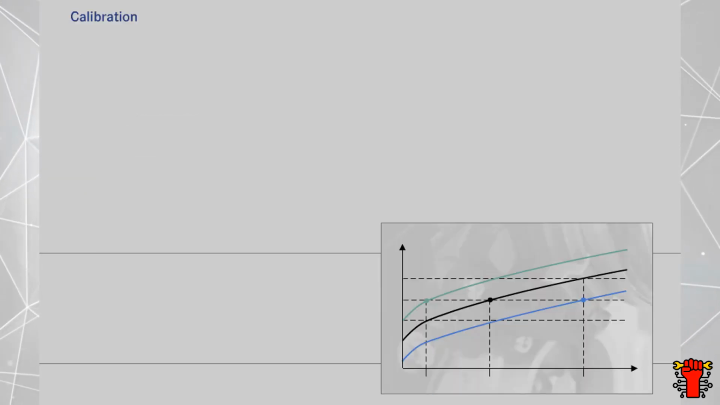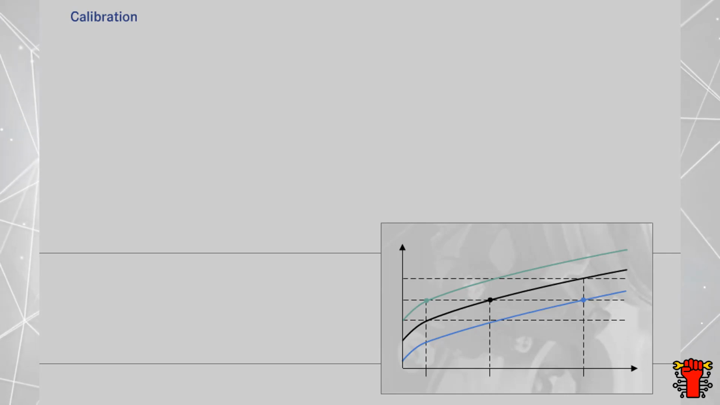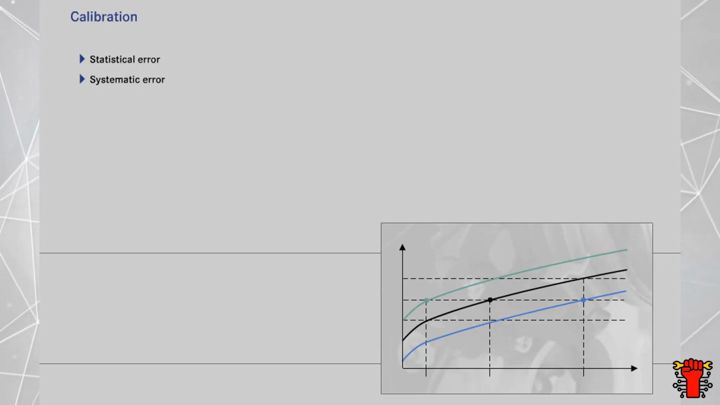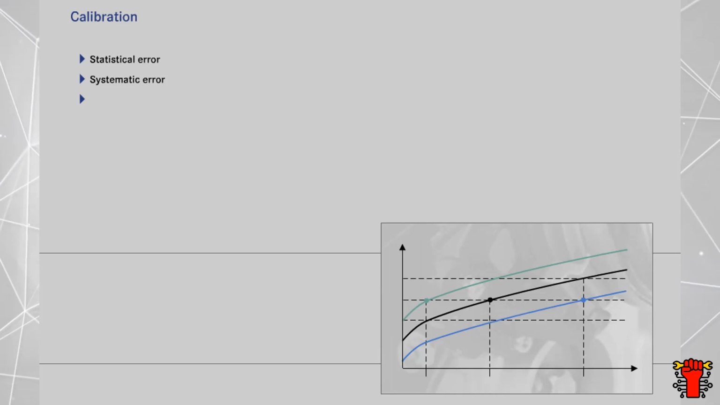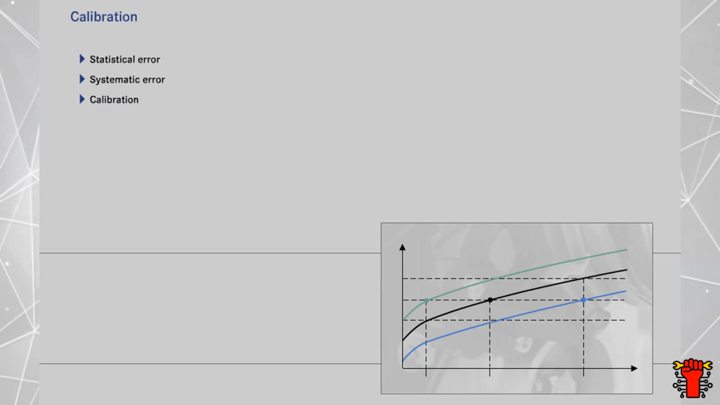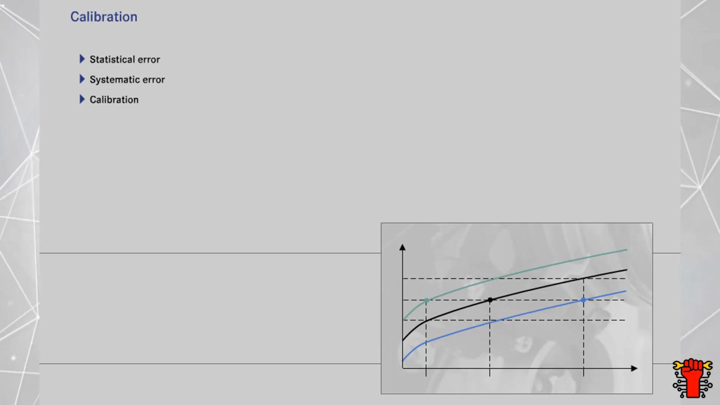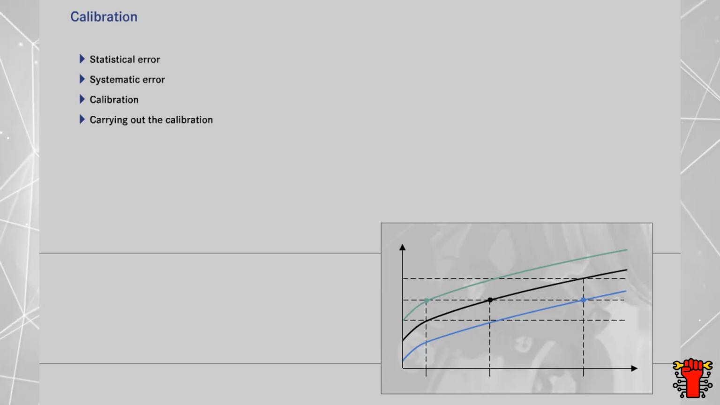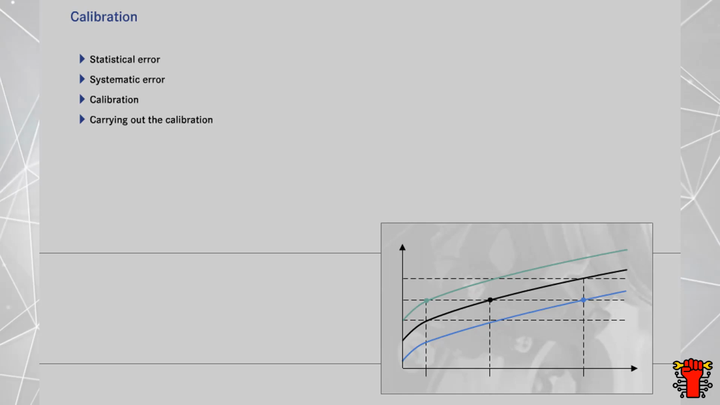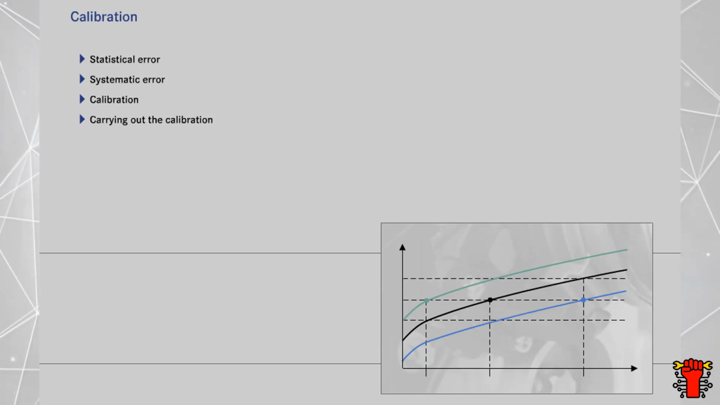This chapter deals with the calibration of sensors. We will first examine what is meant by the terms statistical and systematic errors. The next section deals with the calibration of sensors and explains in what circumstances a calibration is required. Finally, using various examples, you will learn about who can perform a calibration.